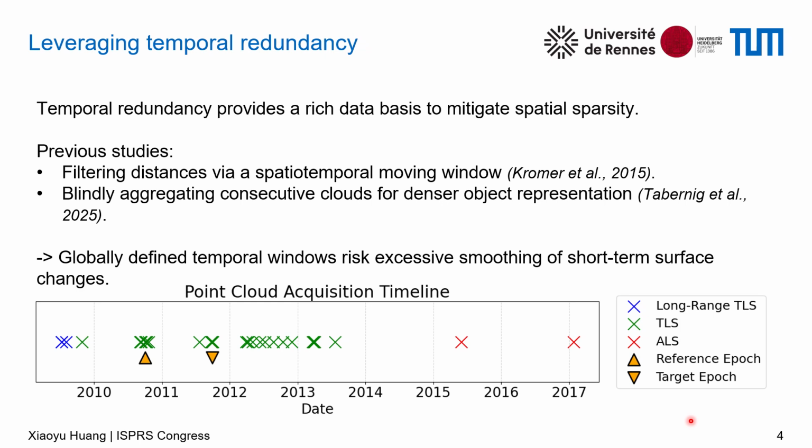Previous studies applied a moving window across spatial and temporal domains to filter distance values, and others aggregated multiple consecutive point clouds to create a much denser representation. However, these solutions typically rely on a fixed window approach, where the size of the temporal neighborhood is globally defined. So if we blindly apply globally defined temporal windows to aggregate data, we run the risk of oversmoothing.